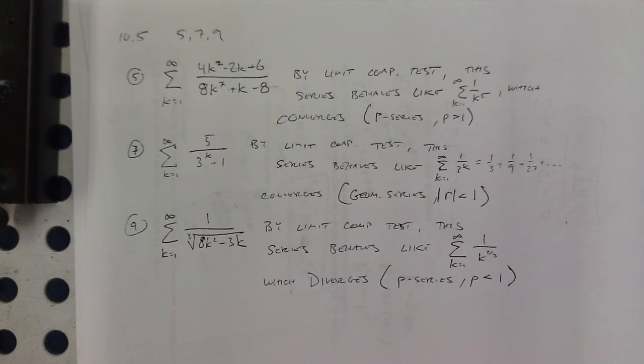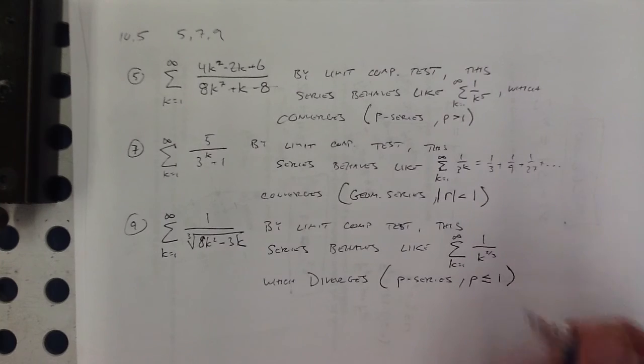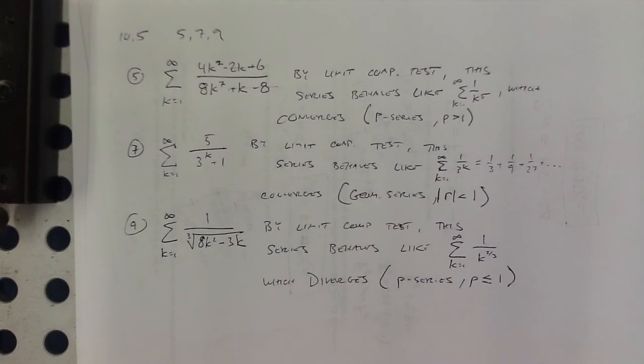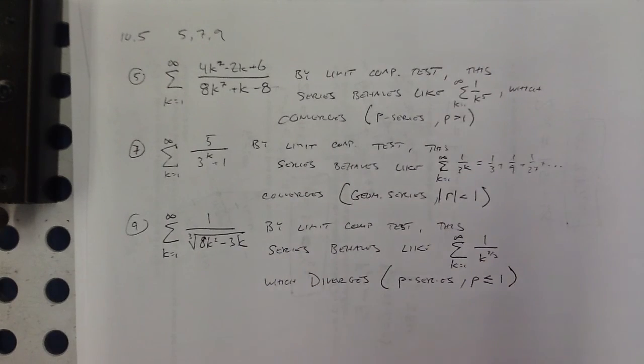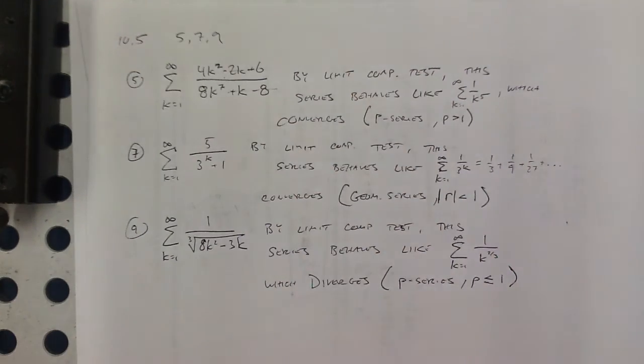I guess we could say p is less than or equal to 1, because when the p is 1, it's the harmonic series, and that diverges. So that's all there is to that. And make sure you understand how to say the right words, and not too hard. Definitely draws on our knowledge of limits, which we have.